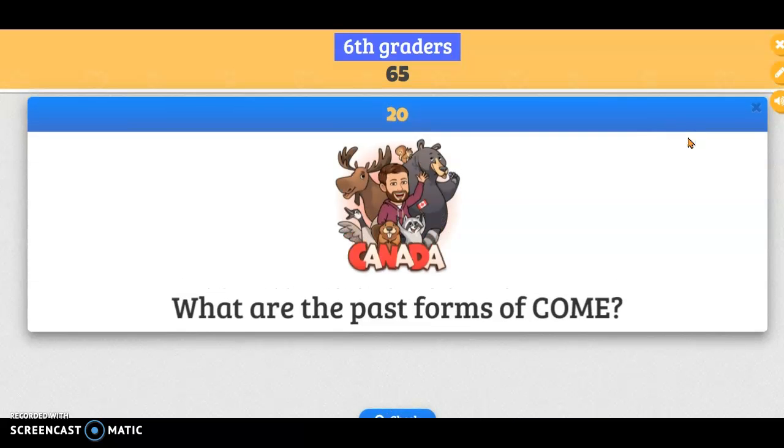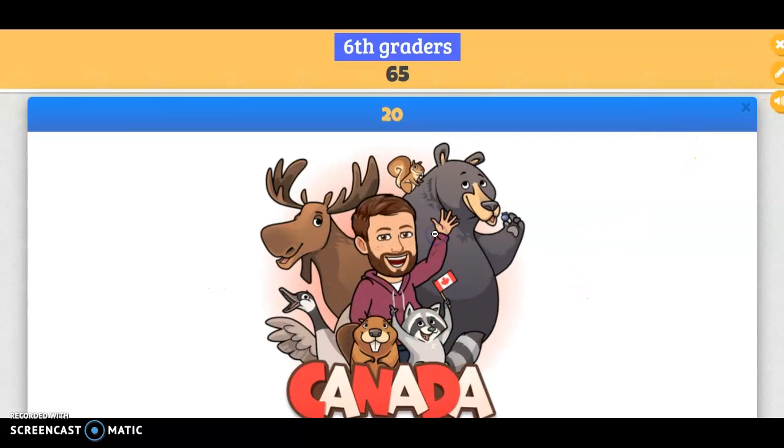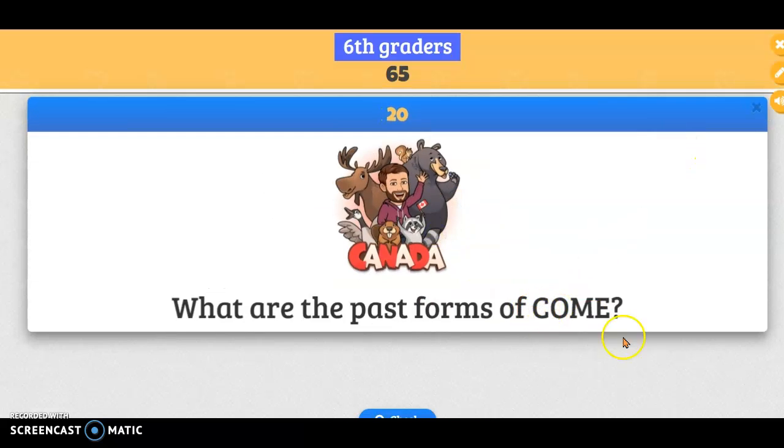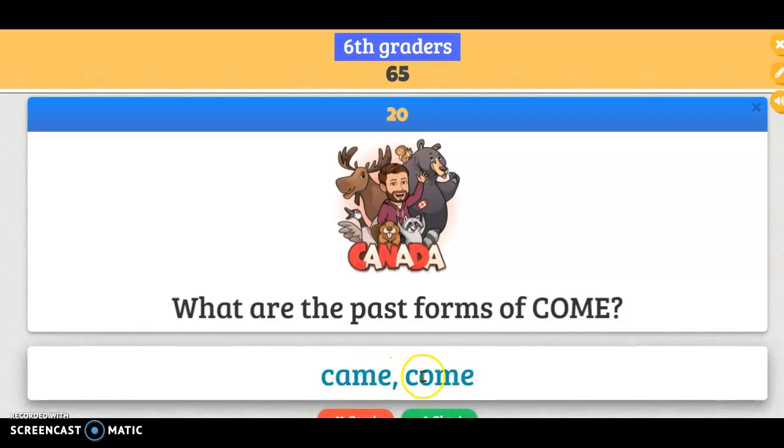Number 4. Come. Come to Canada. This one is a little bit different from the previous ones. Look for it in your book. Come, came, come. We repeat the base form and the past participle, which are the same. Come, came, come.